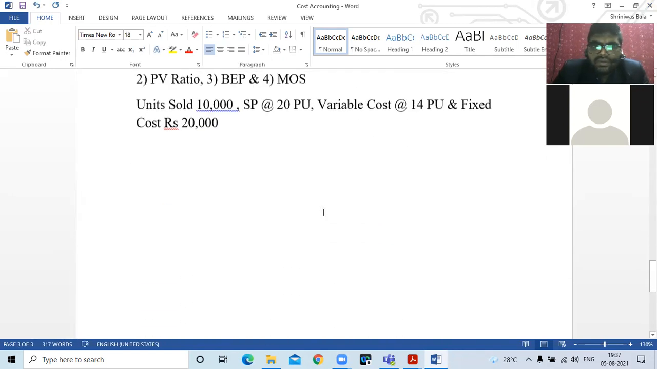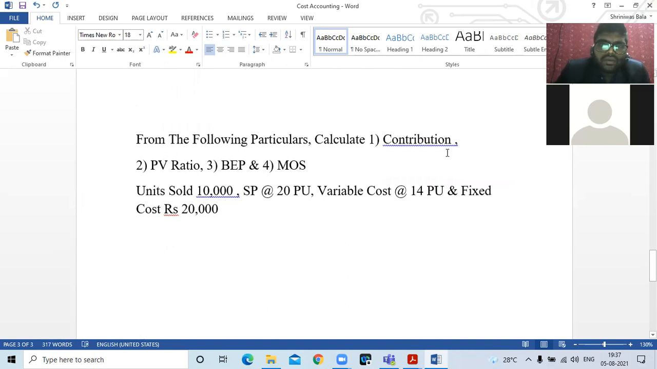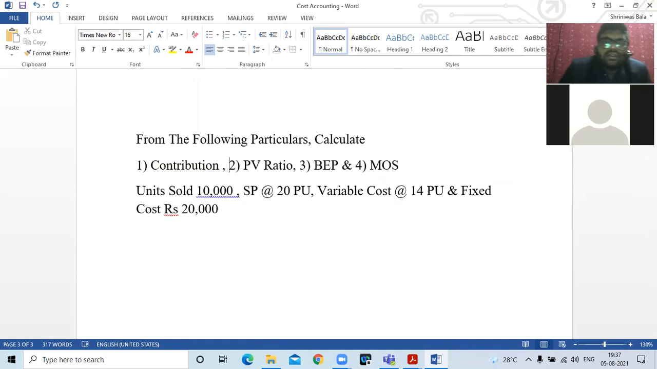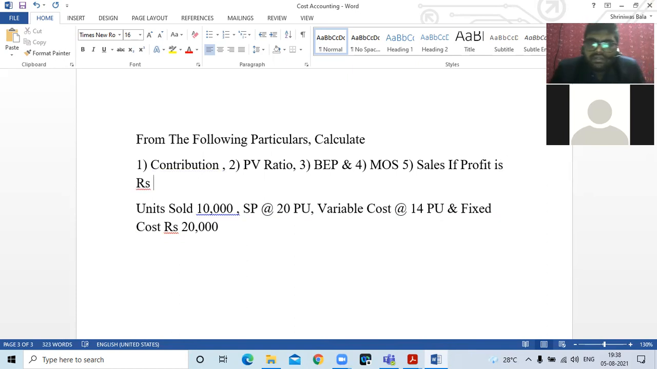See, this is your question. What they are trying to ask you: from the following particulars, calculate first your contribution, then your PV ratio, then your break-even point of sales, then your margin of safety. We will add one more thing, that is sales if profit is rupees 50,000.